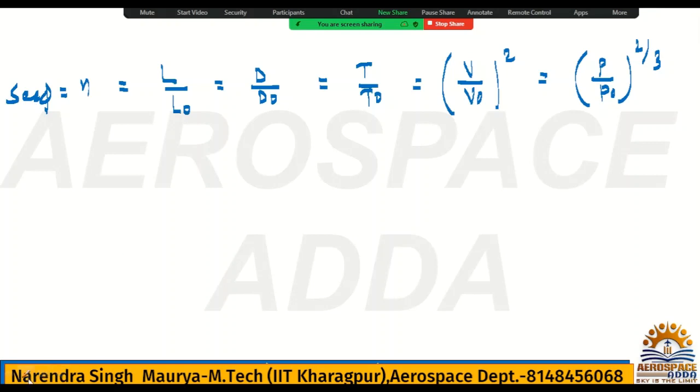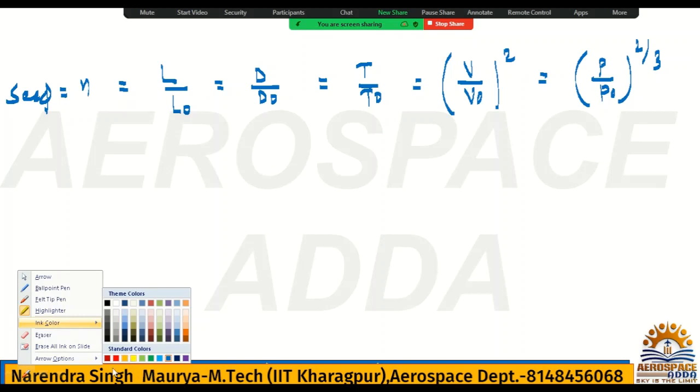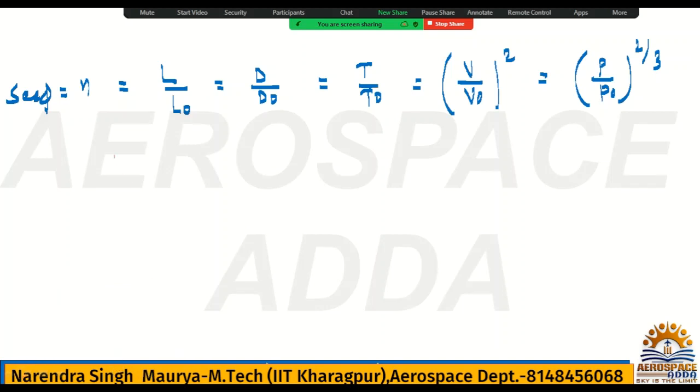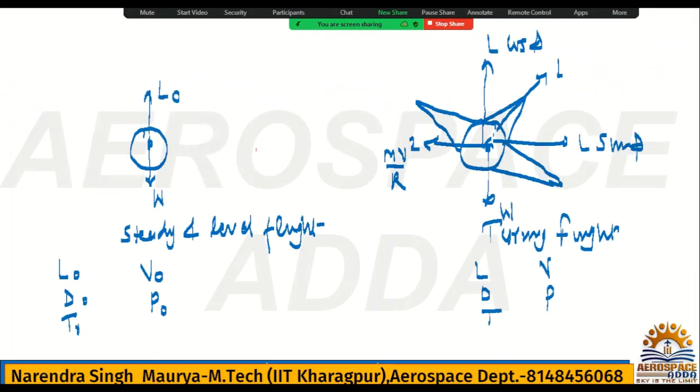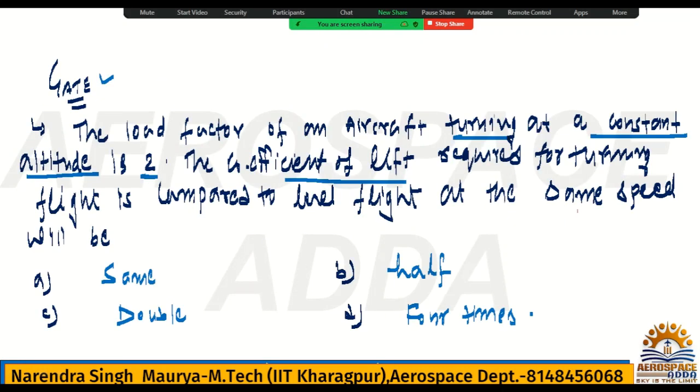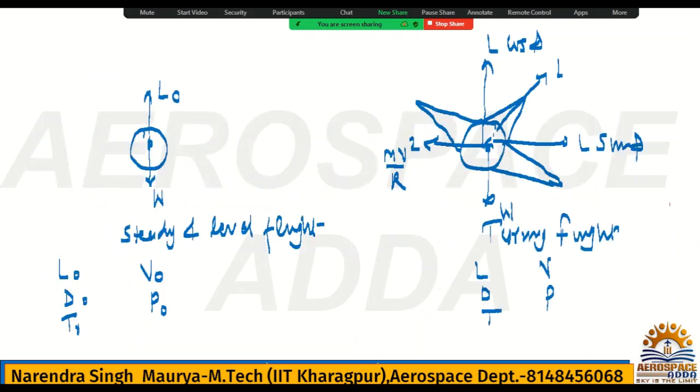Now they are asking the relation between the lift coefficients. So where will you get the lift coefficient? You have to relate this part. Then you will get the relation between lift coefficients. Yes or no? You can say sec phi, which is nothing but the load factor. It will be, because velocity, they said here in the problem itself, they have mentioned clearly. Speed is constant, same speed. Speed is not going to change.